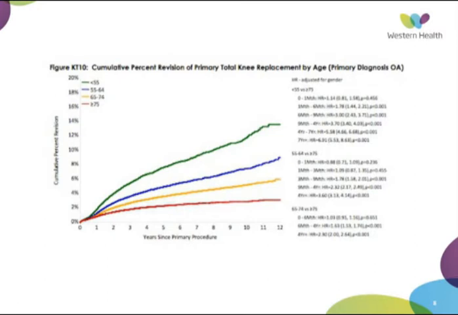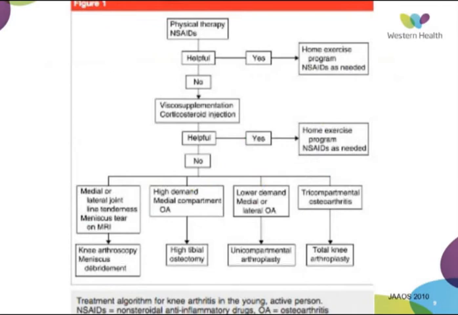So this is the pathway or the algorithm that's suggested by the American Academy of Orthopaedic Surgeons, and this is the way they look at managing the younger person, the more active person who has painful symptomatic osteoarthritis. And so I thought what I'd do is go through and have a look, and see what evidence there was for each of these and whether we should be following this algorithm or if there's anything else that we should do.